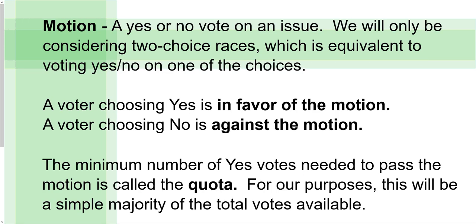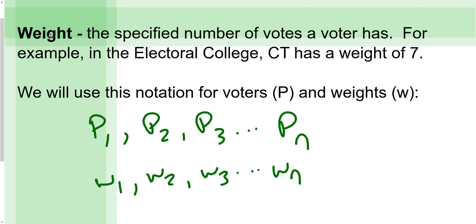Okay, first off, some vocab. The weight is the specified number of votes that a voter has. For example, in the Electoral College, Connecticut has a weight of 7. That means that our vote counts as 7 points. Even though Connecticut is considered as having one outcome, it has a weight of 7 because it is 7 people that have come together to vote a particular way.